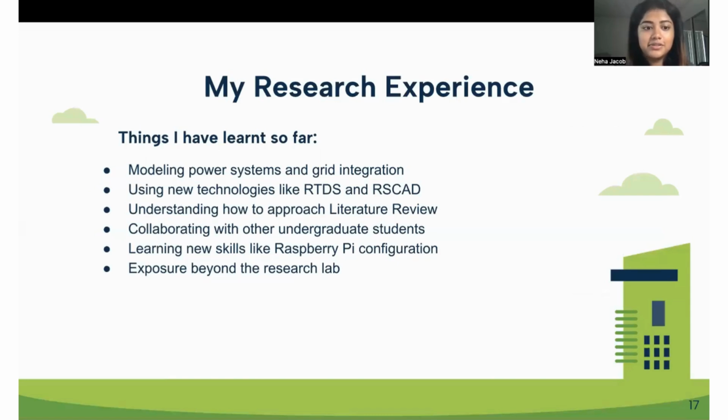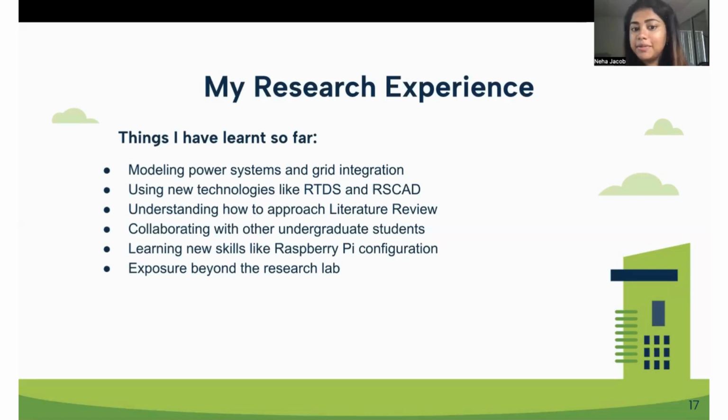So my research experience so far, I've learned a lot. As a mechanical engineering major, I really don't have a background in power systems, so this was really great. It was a big learning curve. And I also got to try out new technologies like RTDS and RSCAD, which is very niche and only specific to our lab. I also learned how to approach literature review because our postdoc would make us go through like 10 papers a week. And that was really beneficial because it helped me better understand what kind of power grids I had to model, the advantages, disadvantages, and made it easier to familiarize with RTDS and RSCAD.